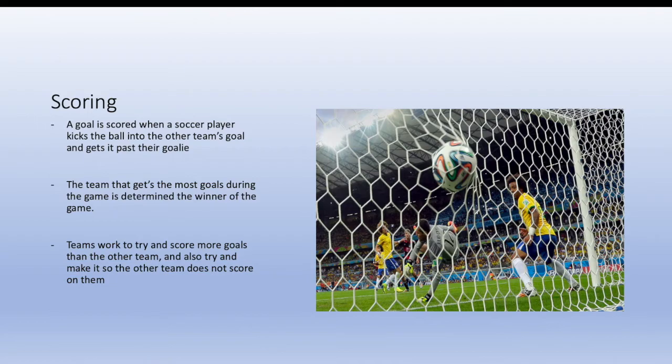Scoring. A goal is scored when a soccer player kicks the ball into the other team's goal and gets it past their goalie. The team that gets the most goals during the game is determined the winner of the game. Teams work to try and score more goals than the other team and also try to make it so the other team does not score on them. If we look at the picture here, we can see that the ball was kicked past the goalie and into the net, so that red team ended up getting a point for kicking it past the goalie.